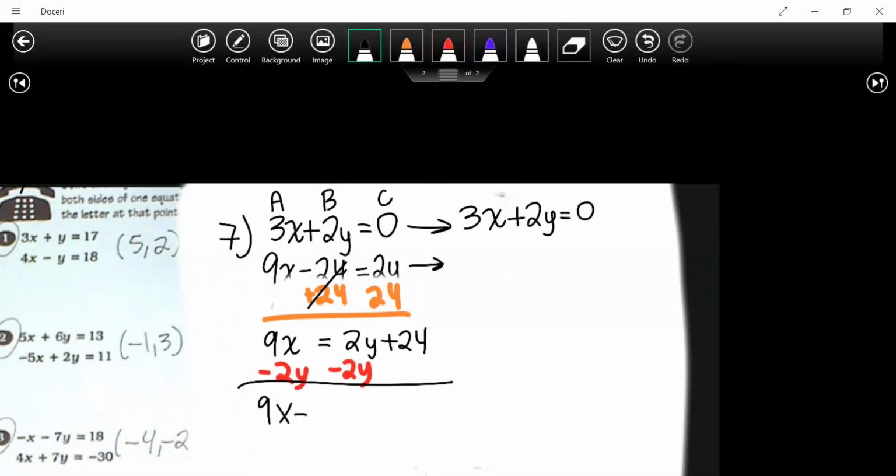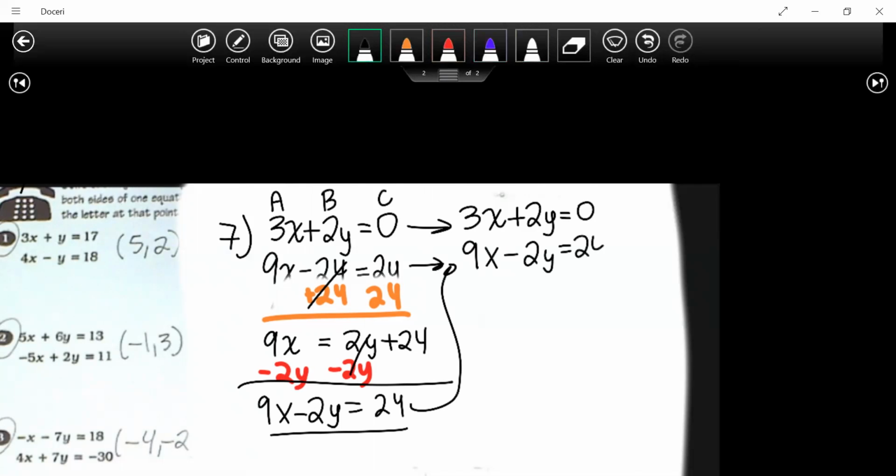9x minus 2y is equal to 24. Now it's in the order we want to see it in. So I just showed the extra step. I'm going to bring this back up. And now look what order we have it in. Do we have columns that are in order? Looks nice now, right?